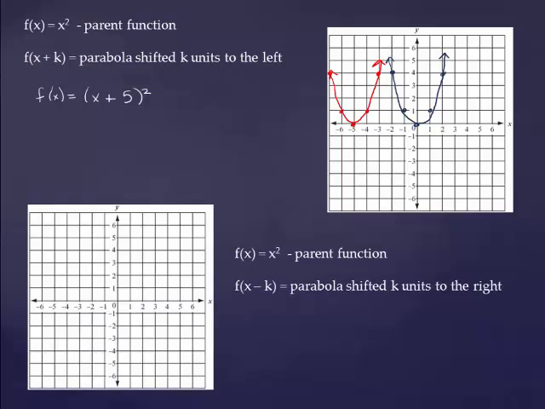Now let's say we subtract k. So instead of f of x is equal to x squared, let's say we have x minus 2 squared. Let's graph our parent function again. That gives me this graph. Graphing my parent function, I'm moving 2 units to the right. So again, same shape, same spacing, just moved over.